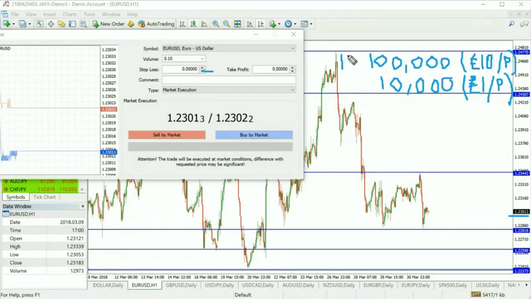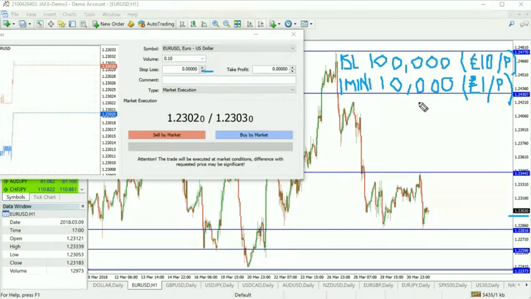So this is one standard lot, and this is referred to as one mini trade. So I'll just put mini up here. So this is a mini lot. So we're trading 10,000 euros worth of US dollar in this example, because the symbol we're trading is the euro dollar. And we also can trade smaller size than this.